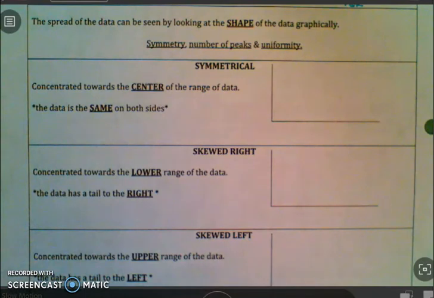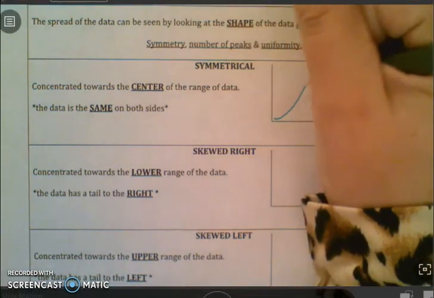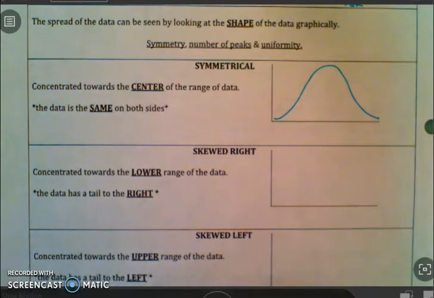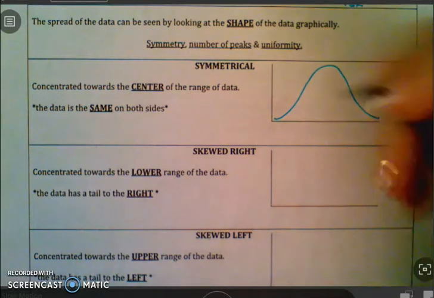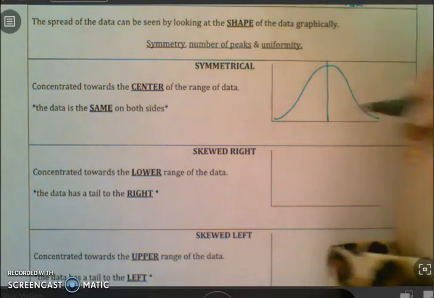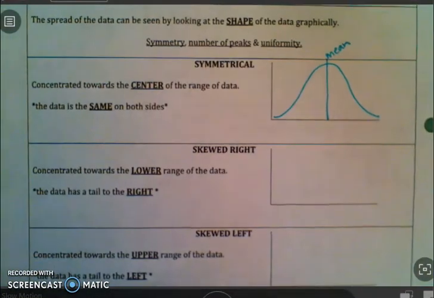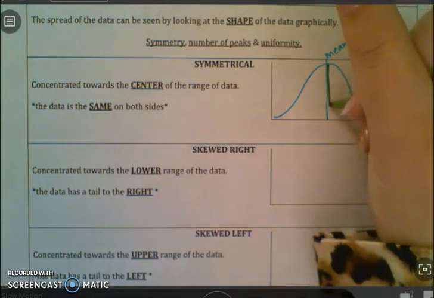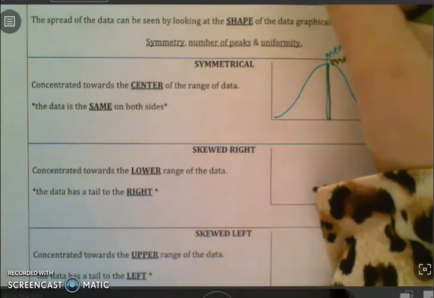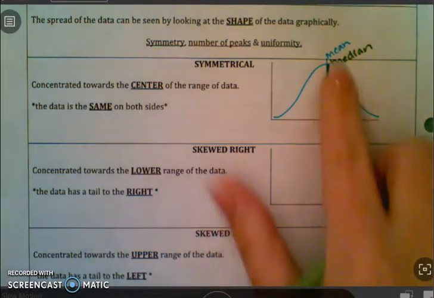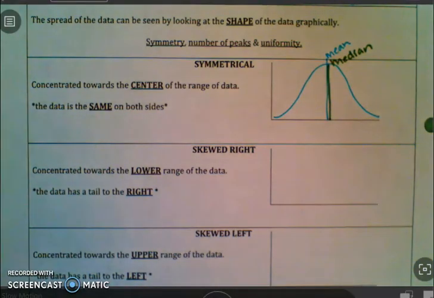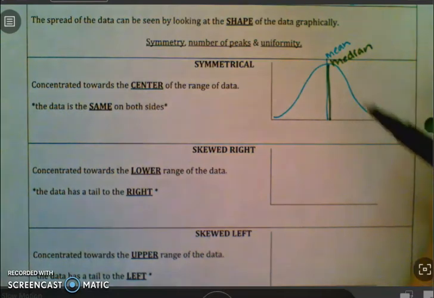So if we look at symmetrical, concentrated towards the center of the range, the data is the same on both sides. So we're going to draw a picture. We're going to draw our hill. It's actually called a bell curve, and it's going to be the same on both sides. That also means that right here in the middle, the mean and the median are both directly in the middle. They're at the same exact value. These lines should be touching. I didn't do a very good job. Okay, so when it's symmetrical, the mean and the median are both in the middle.